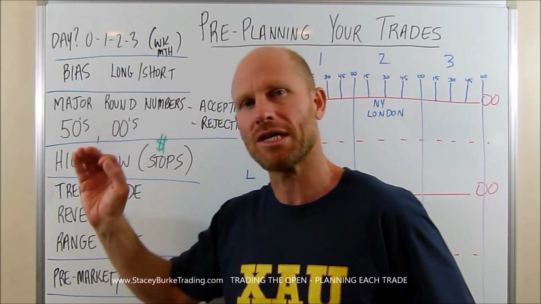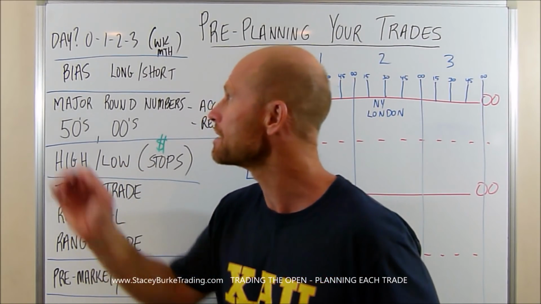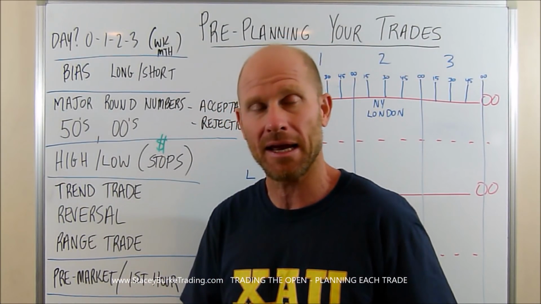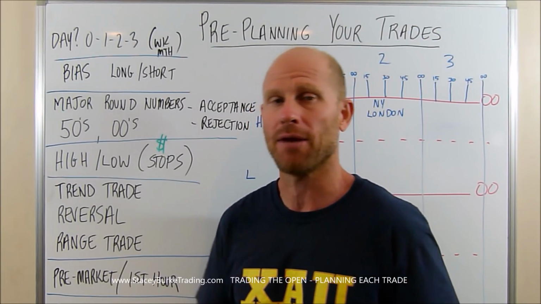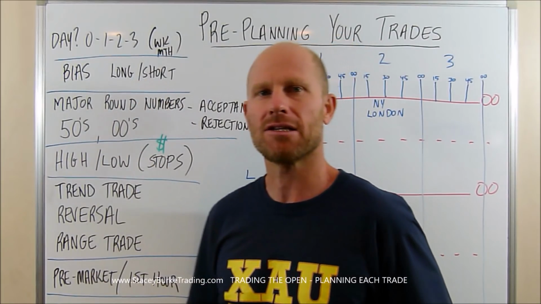But each one of those sessions always has a move of 25 to 50 pips at least. So again, what day are we at? If it's a Monday and we're starting the week from fresh, again, I can use Friday's levels, Friday's high and low. Is my bias long or short?